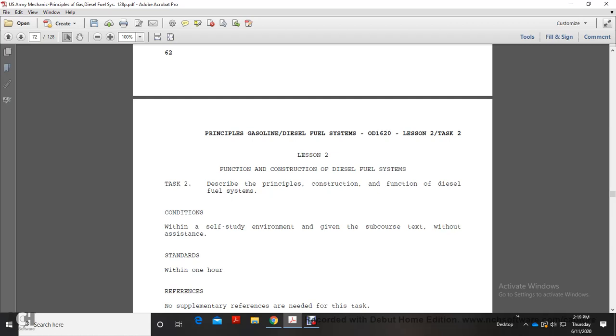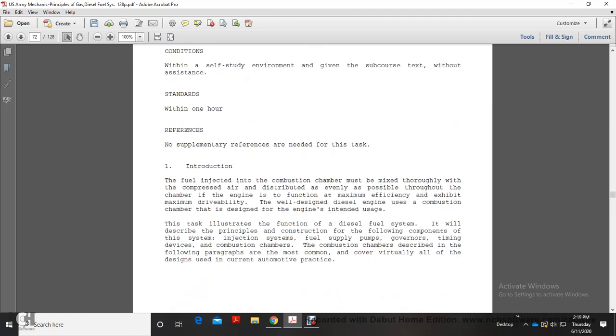All right, lesson two, principal gasoline diesel fuel systems, AIPD OD1620. Lesson two, task two: function and construction of diesel fuel systems. Describe the principal construction and function of diesel fuel systems. References: no supplementary references are needed for this task.